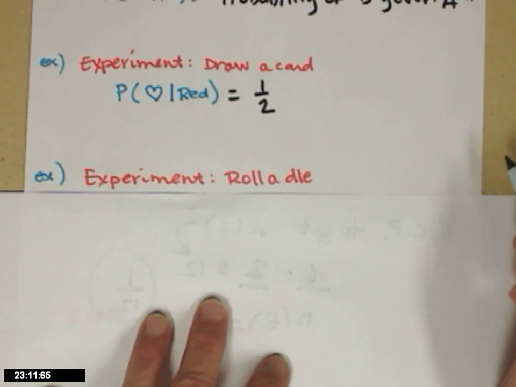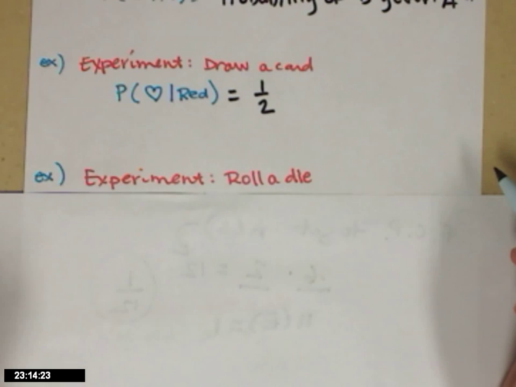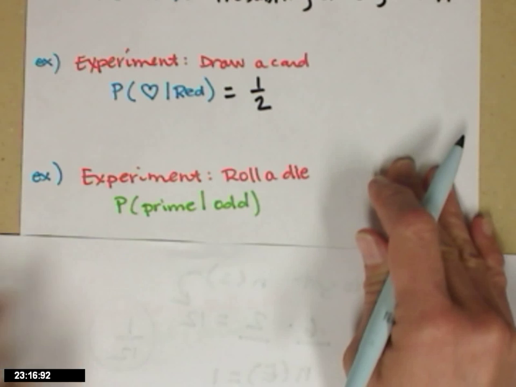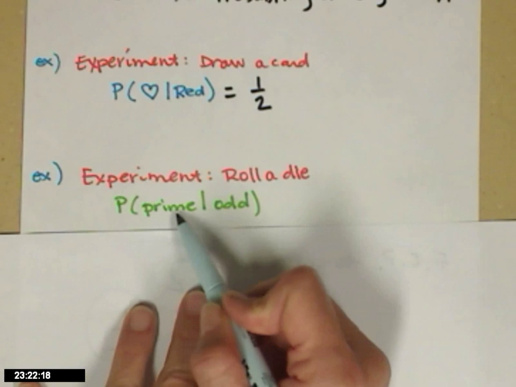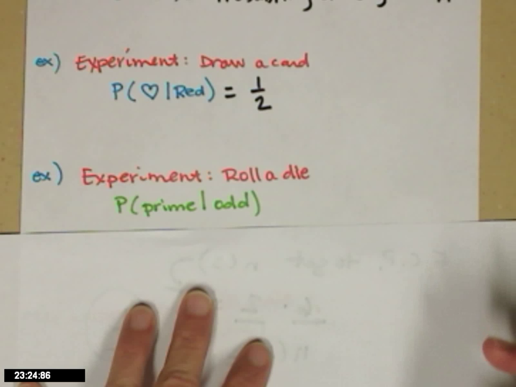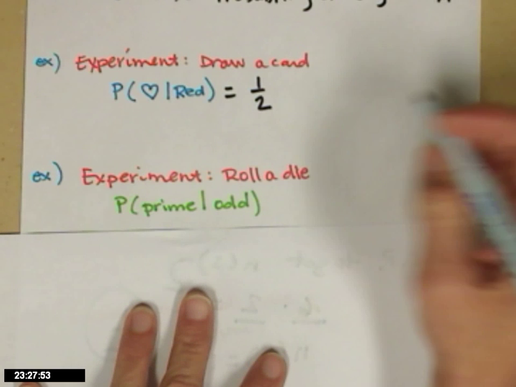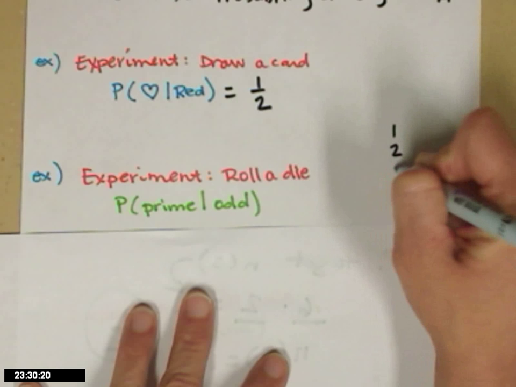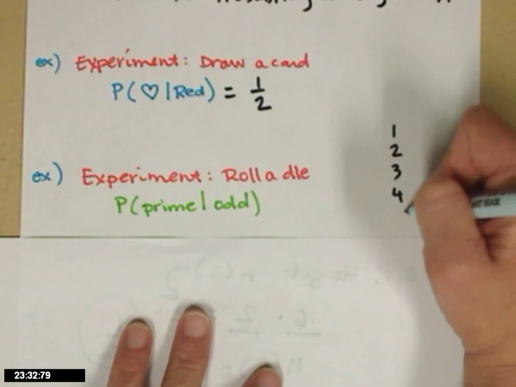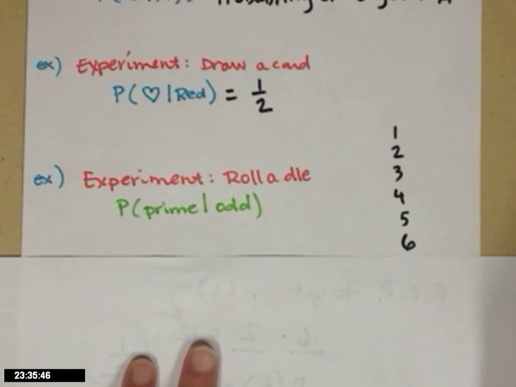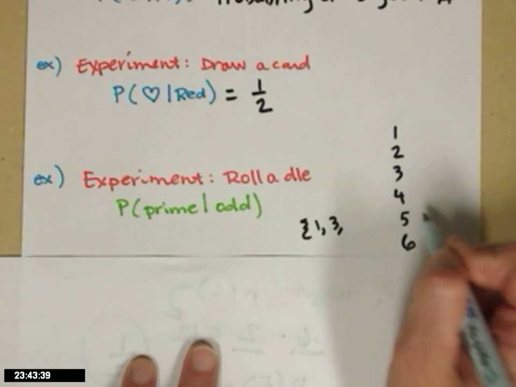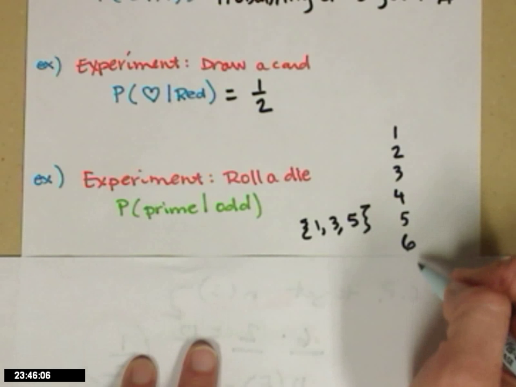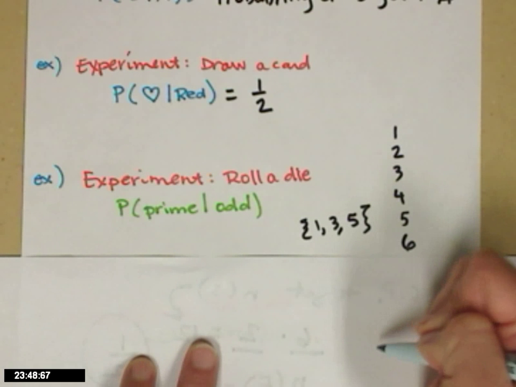So let's do one more experiment here. Let's roll a die. And let's look at, oh gosh, okay, because it's math class. What's the probability we roll a prime given it's an odd number? So now we know it's, so let's write down our sample space, because sometimes I have a hard time seeing this. So 1, 2, 3, 4, 5, 6. So I know it's odd. So now the only ones I have to choose from are 1, 3, 5. I know it's odd. It's one of these guys. What's the probability that it's prime?